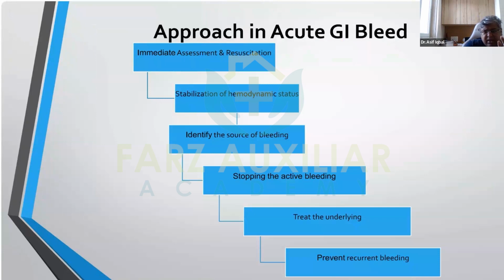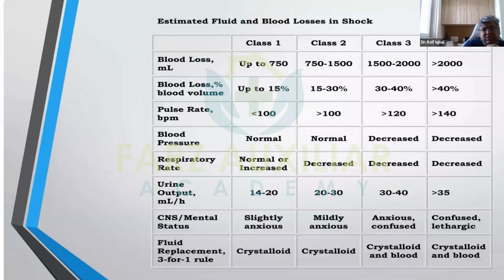But it is important when you are getting a patient in the emergency, you go by A, B, C, D in the assessment: fluid assessment, and the airway, breathing, circulation, stabilize the hemodynamic status, identify the source of bleeding, and if possible, stop bleeding, treat underlying cause, and prevent the recurrent bleeding. This is the whole approach of acute GI bleed.